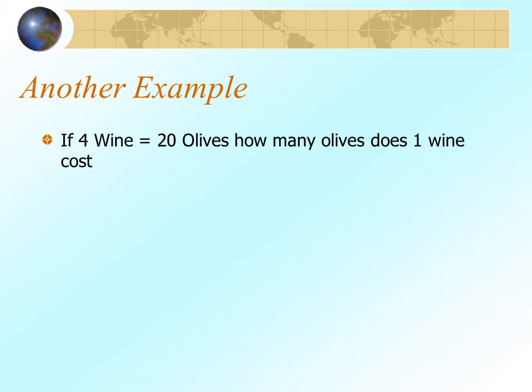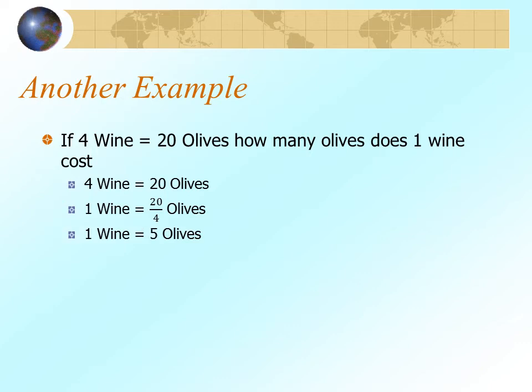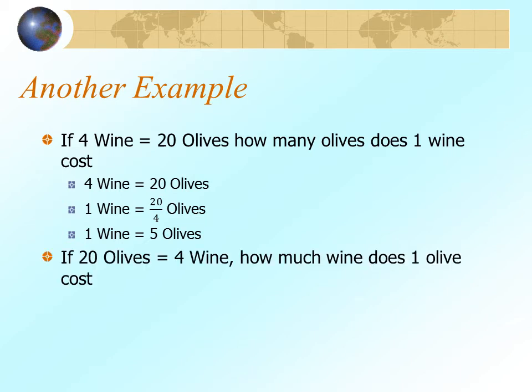In this example, we have either 4 wine or 20 olives. So how many olives does 1 wine cost? We're looking at the cost of wine in terms of olives. So here we have 4 wine equals 20 olives, and just write this all out so you could better do the math. 4 wine equals 20 olives. Divide both sides by 4, and you get the price in olives for 1 wine. So 1 wine costs 5 olives. So the cost of wine in terms of olives is 1 wine equals 5 olives.